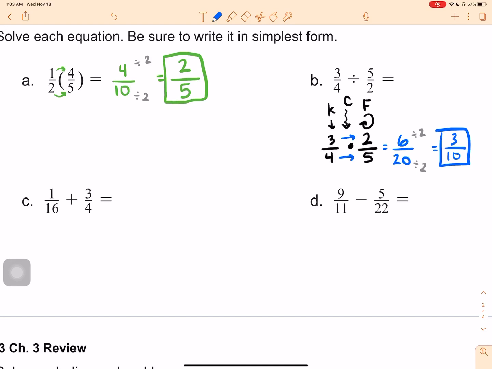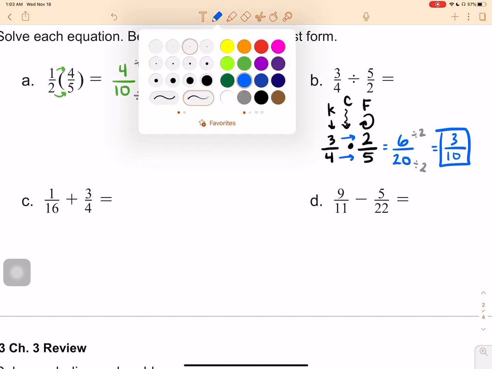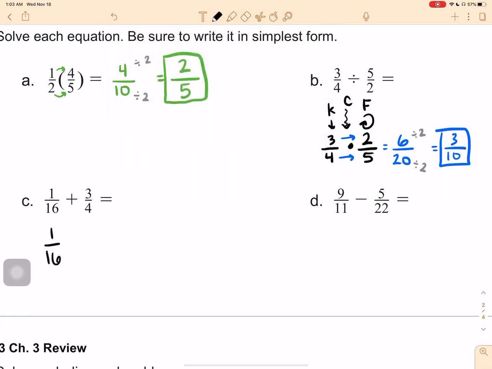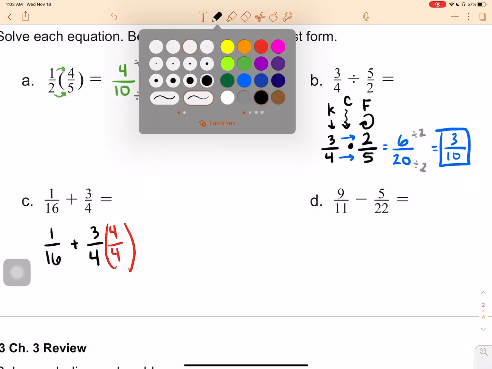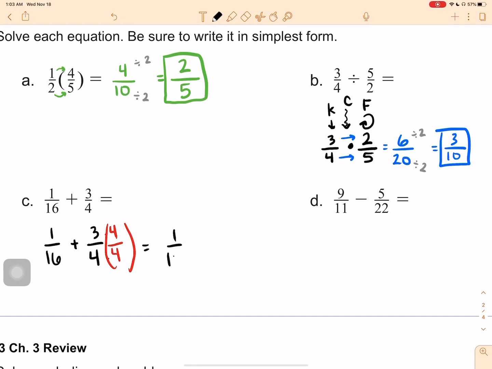Now for adding fractions together, we have to have like denominators. So here, if I have 1/16, I need to multiply my 3/4 by something on top and bottom to keep it a balanced equation still, but allow me to add it. So in order to get that 4 to become a 16, I need to multiply my top and my bottom by a 4. Okay? So here, I'm going to have 1/16 plus 3 times 4 is 12, 4 times 4 is 16. So now I can actually add my fractions. 1 plus 12 is 13 sixteenths.